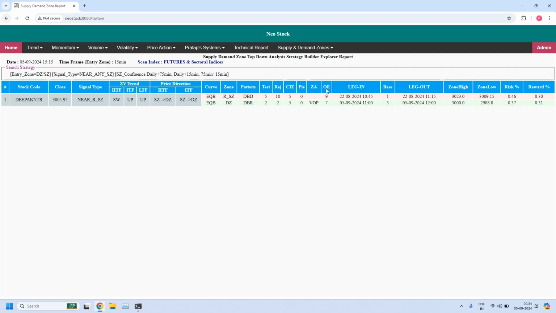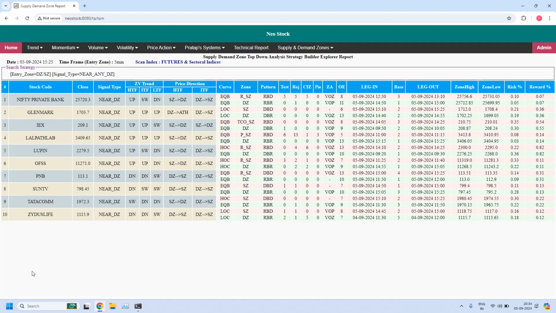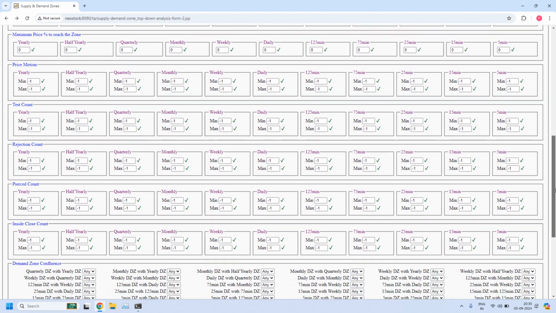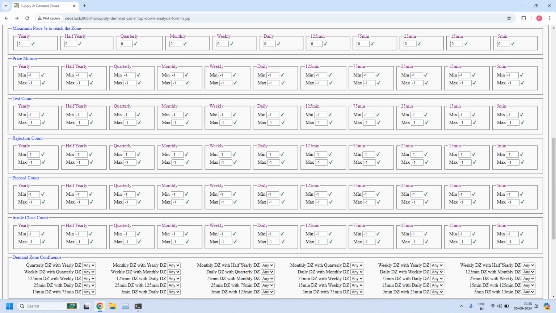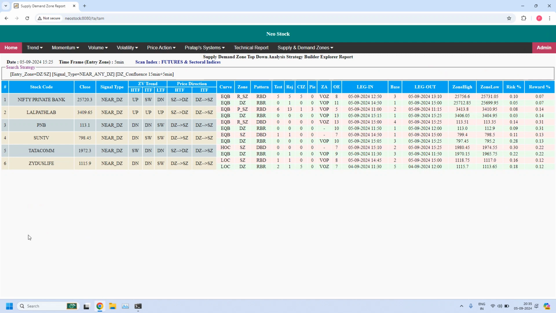Okay, next time frame is 5 minutes. Let's find the stocks near 5 minutes demand zone. 10 stocks are filtered. Let us check any of these stocks are having a HTF confluence, supply demand zone confluence. 5 minutes demand zone with 15 minutes demand zone I am enabling. 6 stocks are filtered.